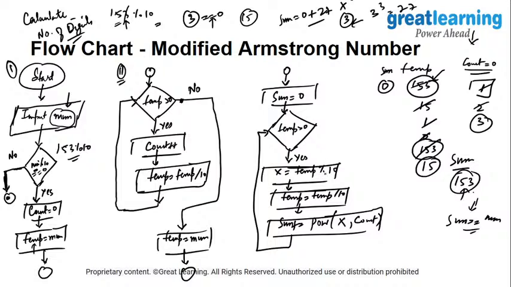So now it will check again. Our sum was earlier 0 and we added 27 to it. Now our sum is 27. Now we will be adding what to it? It will be 5, and 5 raised to the power 3 is 125. So we'll be adding 125 to 27, and it will be 152. Next time there will be 1 in it, so we will be adding 1 to 152. Once we add 1 to 152, the sum will be 153, and temp will become 0.